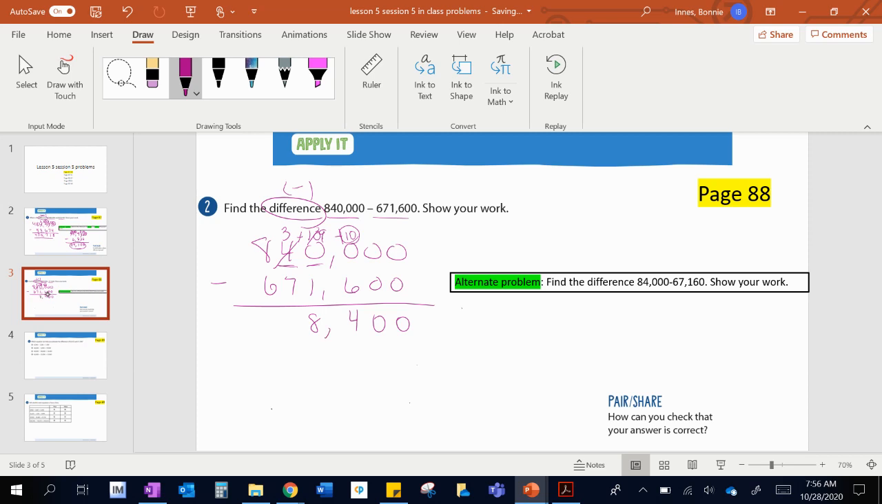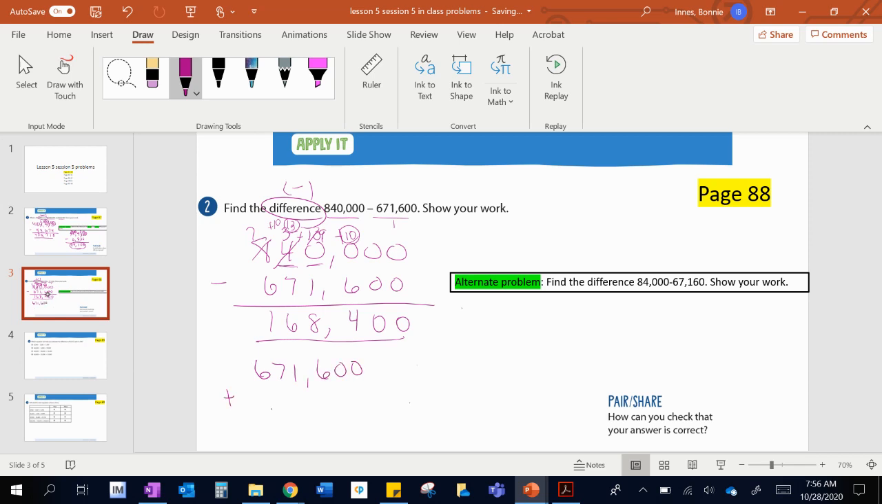3 minus 7, I can't do that. So I'm going to take my 100,000s, becomes 700,000s plus 10 10,000s. So that's 13. 13 minus 7, so 13, 12, 11, 10, 9, 8, 7, 6. 7 minus 6 is 1. All right, so I can check my work now by putting this number plus this number.